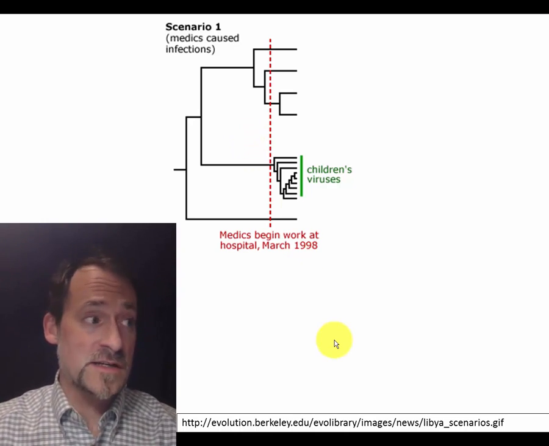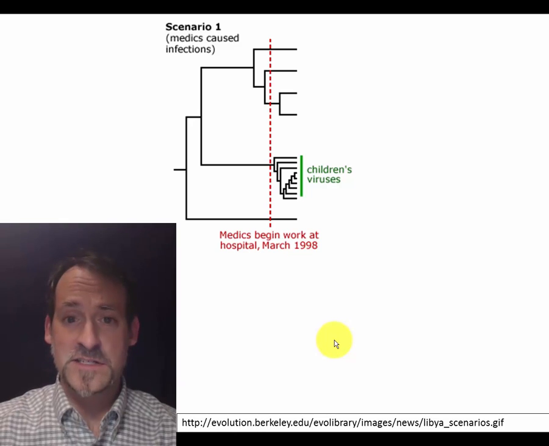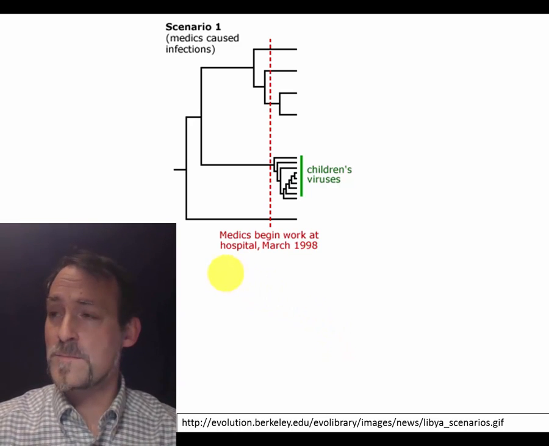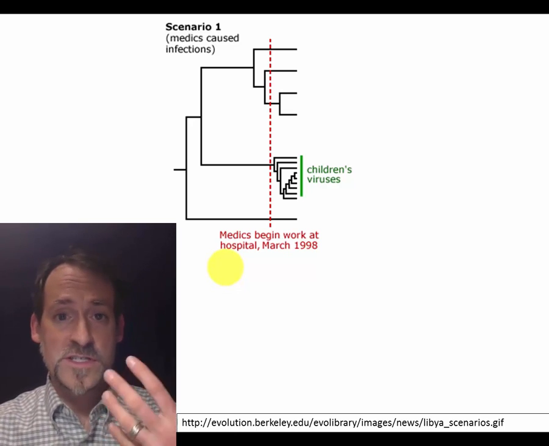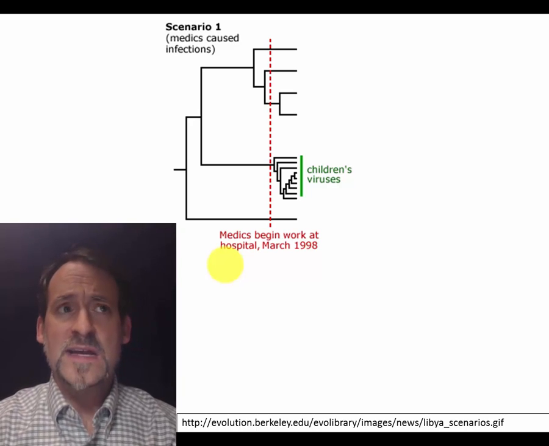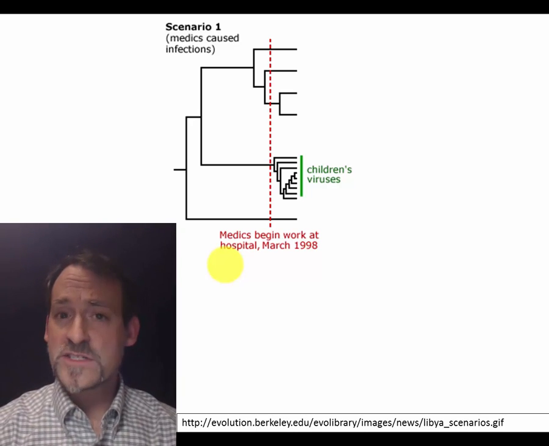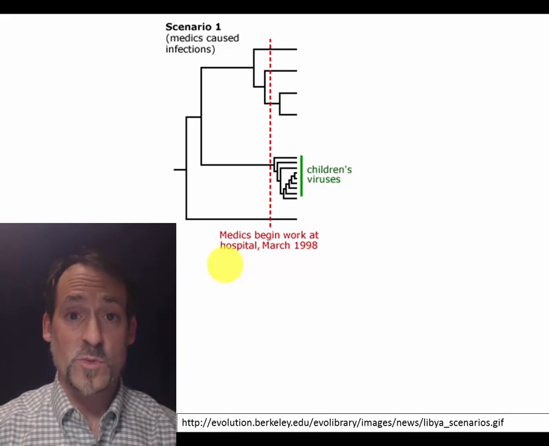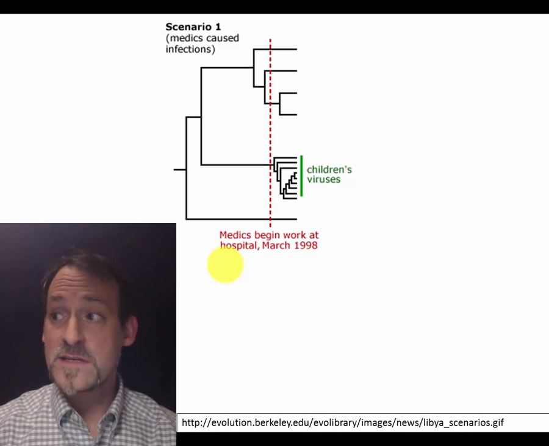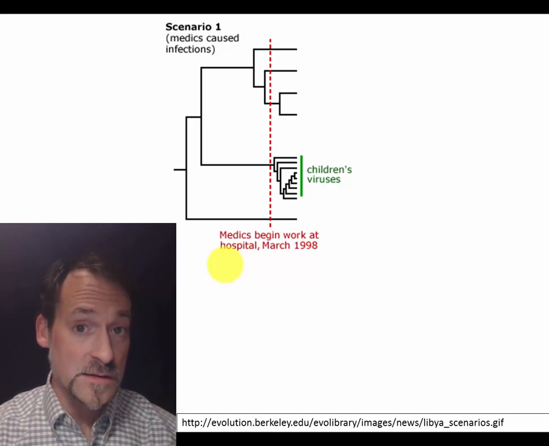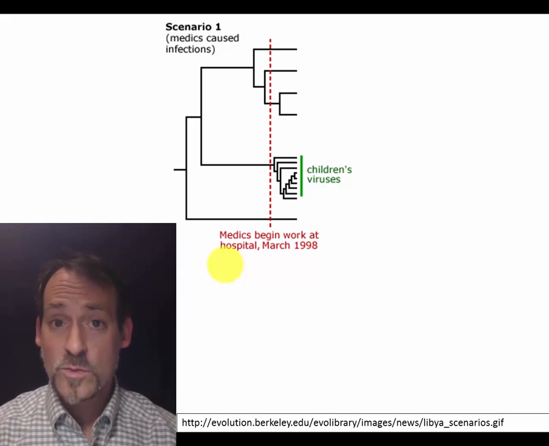In another case involving disease and phylogenies, there were a number of health workers who came from overseas to Libya back in the 1990s. And there was a sudden rash of cases of children with HIV in the hospital where they were working. And these health workers from abroad were accused of having intentionally infected children in the hospital with HIV.